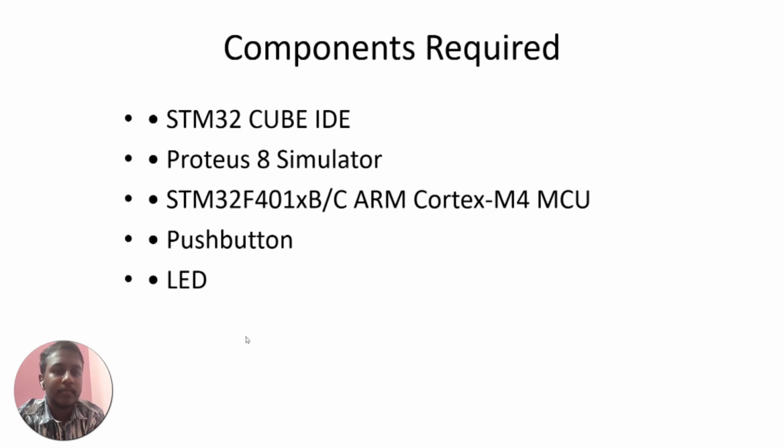Now, coming to the components required for this experiment, we need STM32Cube IDE to write and compile the embedded C program. Secondly, we need Proteus 8 simulator to simulate the circuit virtually. Thirdly, we need the STM32F401 ARM Cortex M4 controller as our main controller, a push button for input and an LED for output. As you can see, the STM32Cube IDE is used to develop the code, and Proteus helps us to test without needing physical hardware. So we only require the first two softwares.